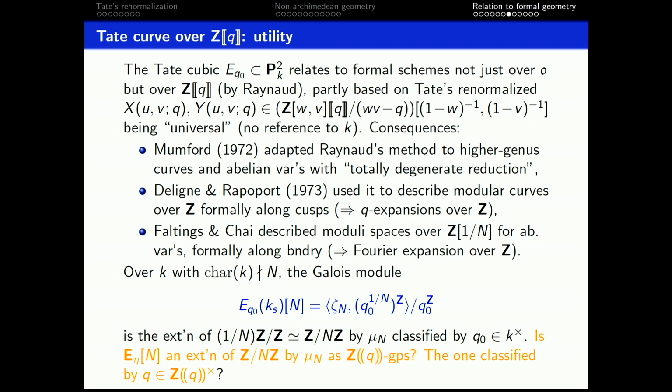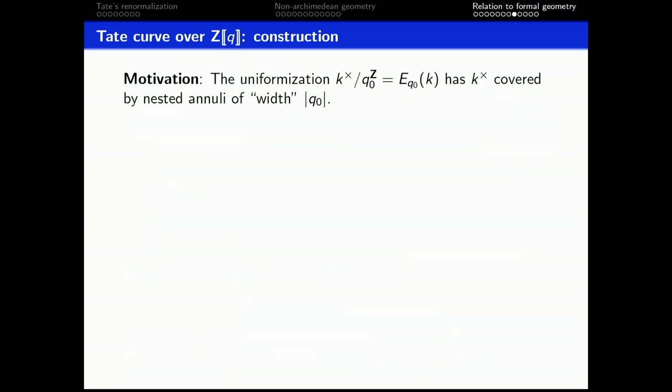and it's classified by this unit in the base field. Well, you could then ask, is the n-torsion in the Tate curve as a group scheme an extension of Z mod n by mu n as group schemes, and is it also classified using Kummer theory by this unit? And the answer will be yes, but it involves Raynaud's formal schemes. So let's see how this goes.